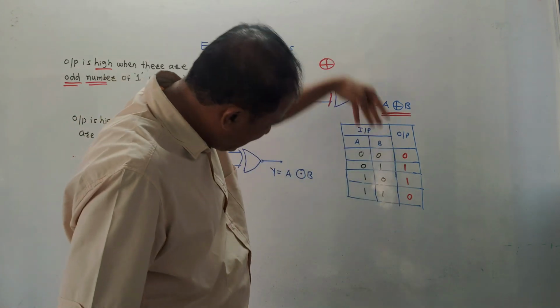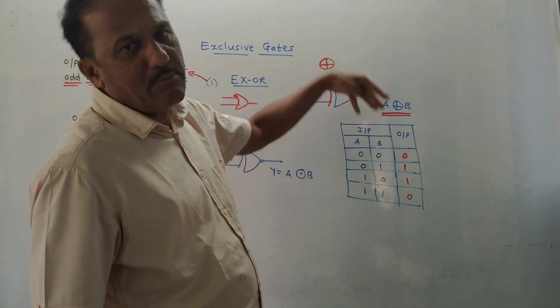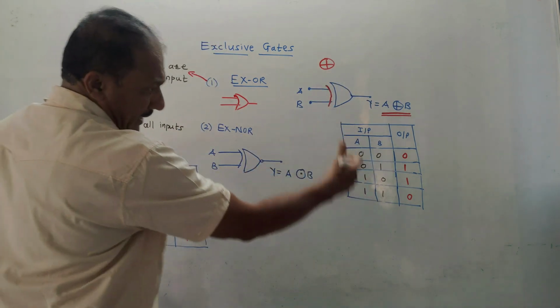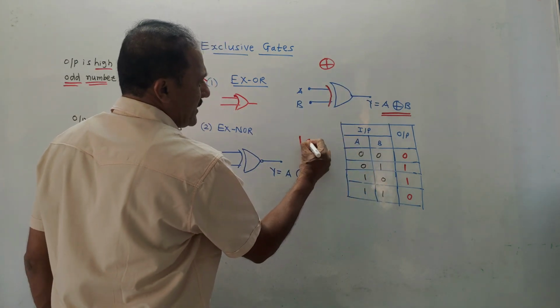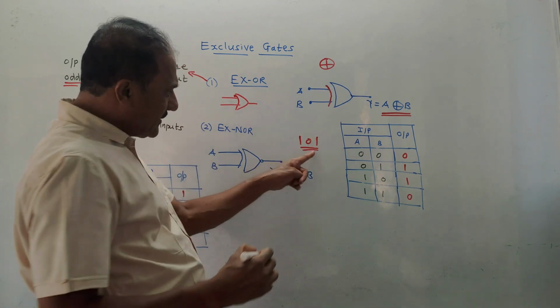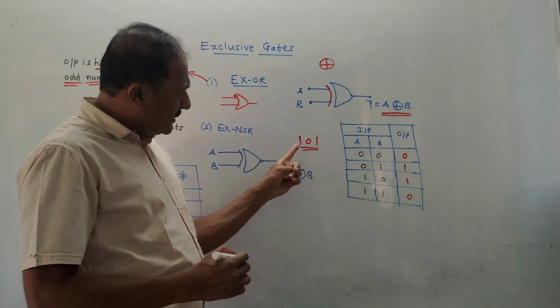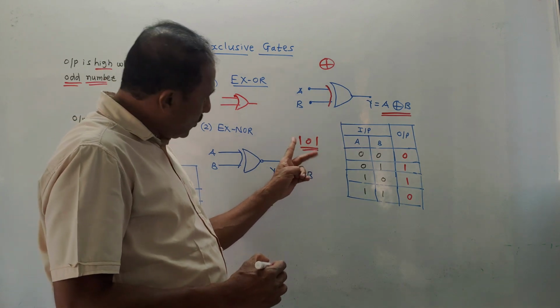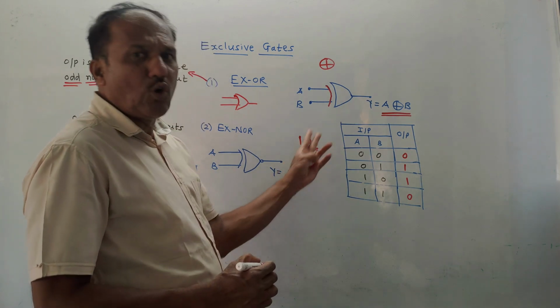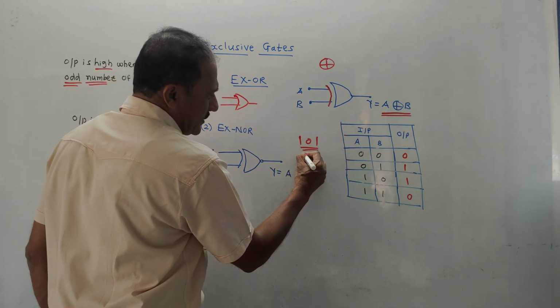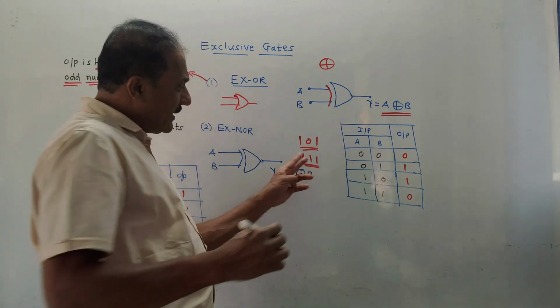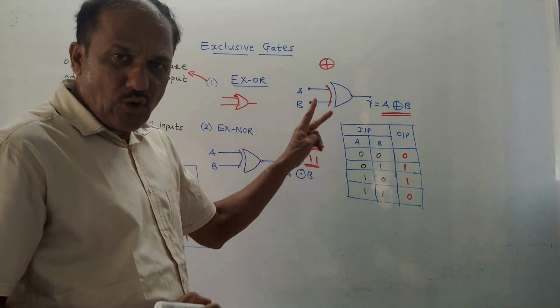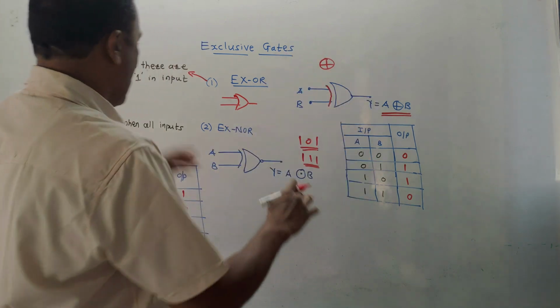Likewise, this same table you can well draw for 3 inputs. For example, if you are writing the table for 3 inputs and the combination is 1, 0, 1. So these are the 3 inputs. Just observe this. There are 2 ones. So 2 is an even number. So output will be 0. If you come across 1, 1, 1, there are 3 ones. Since 3 is an odd number, output will be 1, and so on.